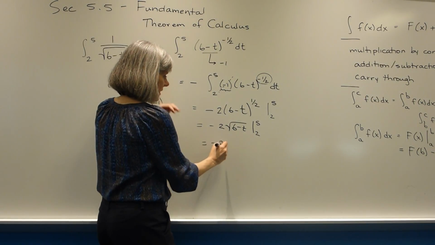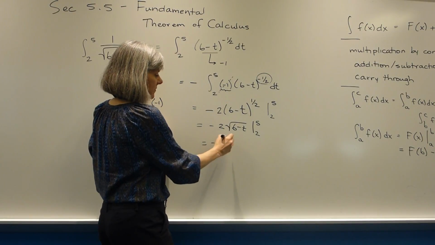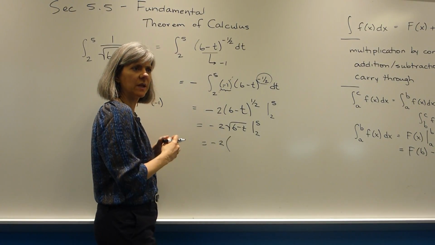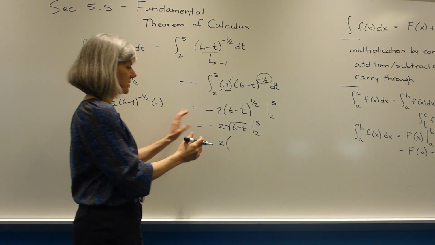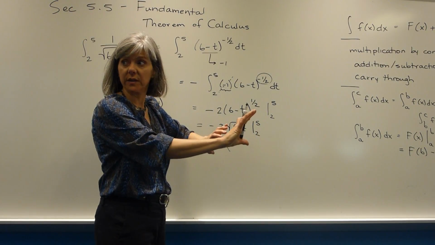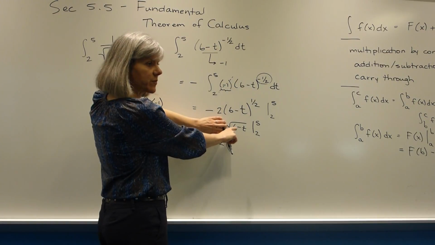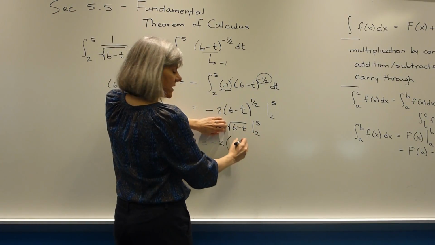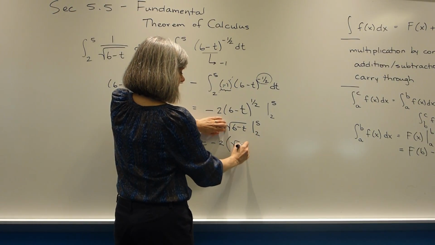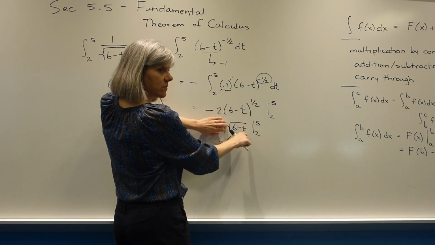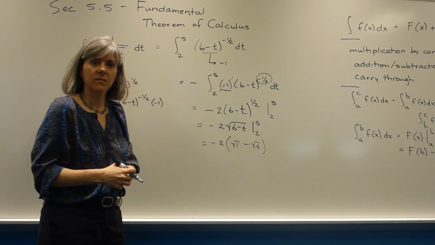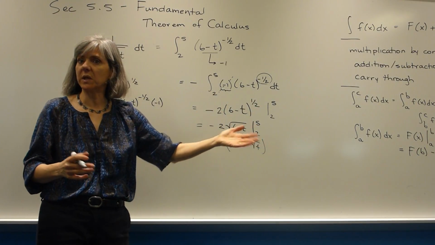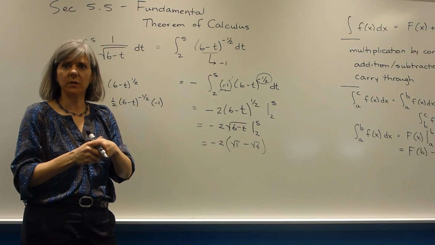So -2 times, and here I'm going to pull it out. I'm going to do the -2, this is just another way to do it. I can pull that -2 out front, remember, because multiplication carries through, and now I'm just going to do this part. So the square root of 6 minus 5 is the square root of 1, minus the square root of 6 minus 2, that'd be square root of 4. Or you could have carried the 2 along with each piece. I'm just trying to show you different ways to do it, so either one's fine.